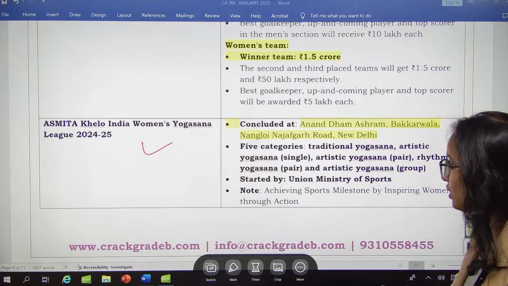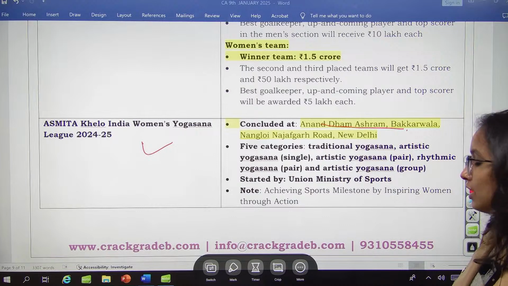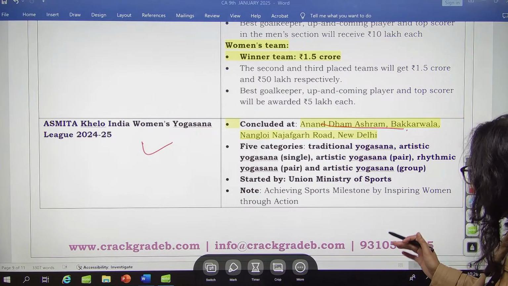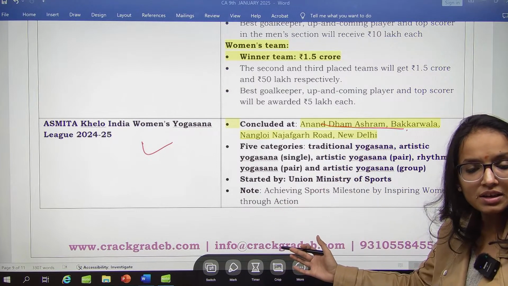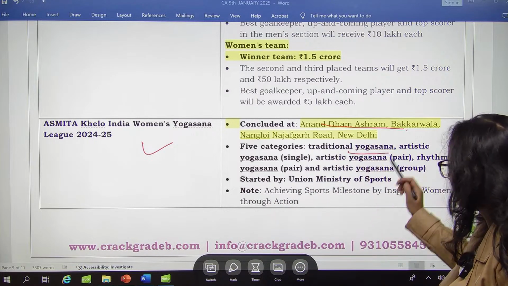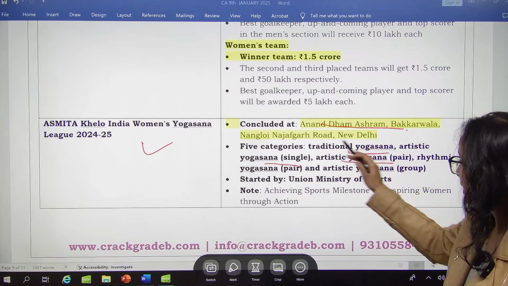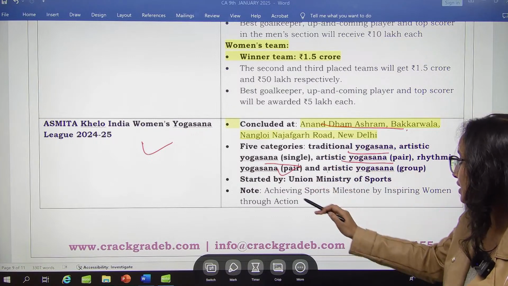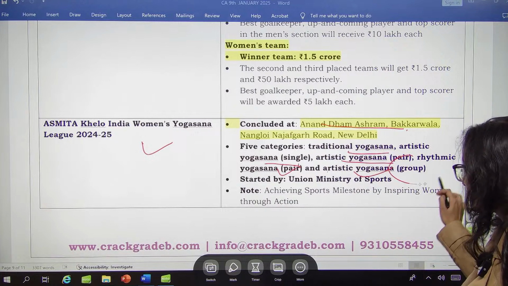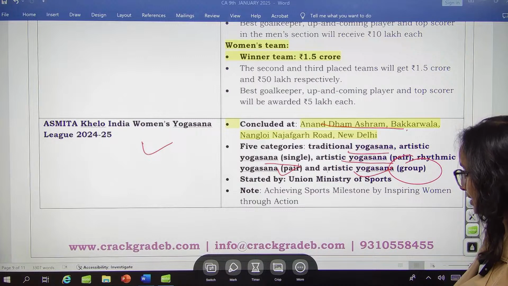It has recently concluded at Anand Dham Ashram in New Delhi. Under these 5 categories it was organized. It is related to yogasans, like artistic yogasan in pair and single, rhythmic yogasan in pair, and artistic yogasan in group. So different yoga-related asanas were practiced here.